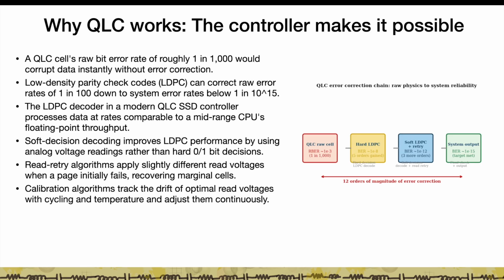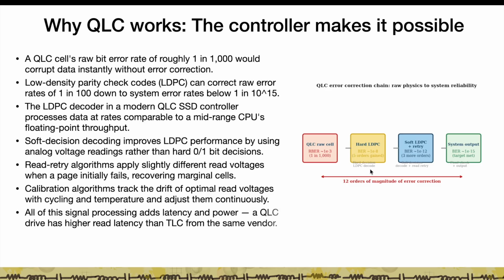The same stage includes read retry. When a page initially fails to decode, the controller applies a slightly different set of read voltage thresholds and tries again. Different threshold offsets expose different cells as marginal, and in many cases, the second attempt succeeds when the first failed.